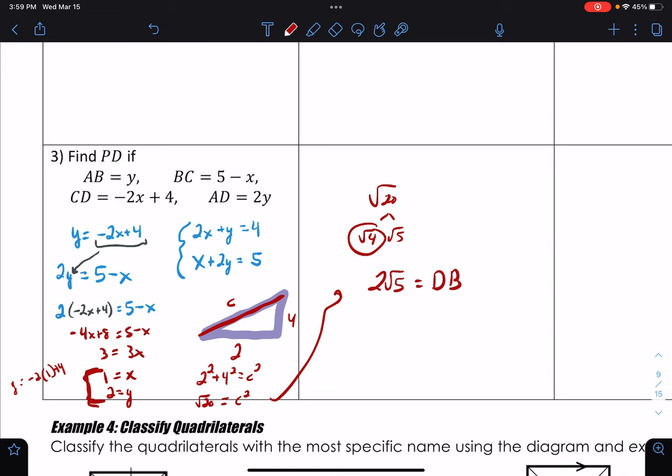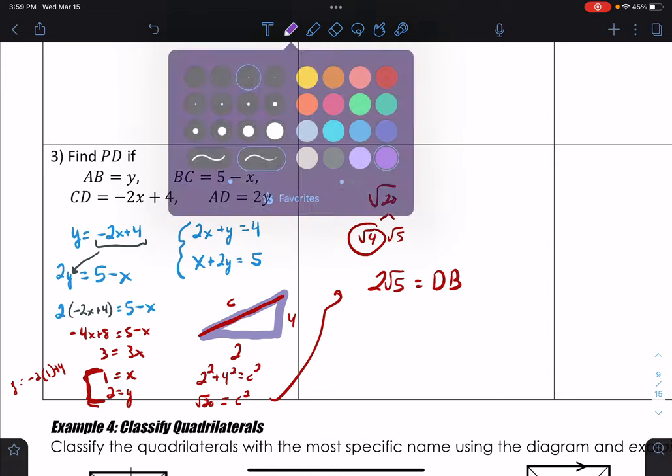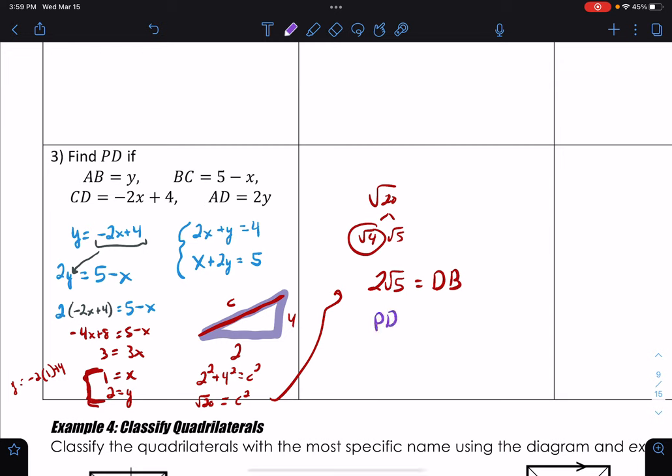Now, that represents the entire diagonal, but I don't want the entire diagonal, okay? I want half of it, so PD is going to be 2 square roots of 5 divided by 2. We want half of it, so we're going to divide it in 2. So PD is going to equal the square root of 5 units, which is approximately 2.236 units, okay?